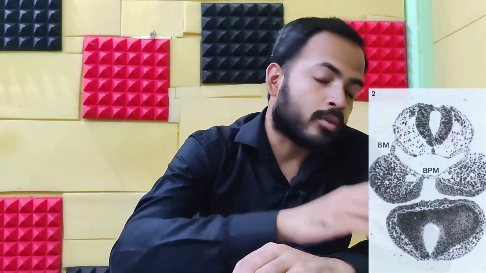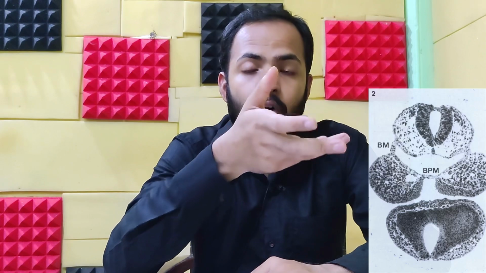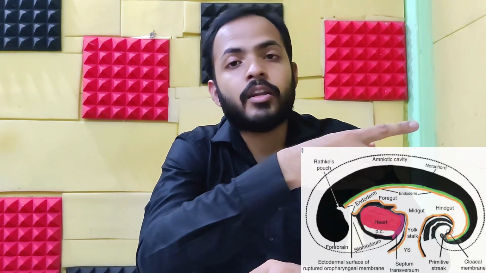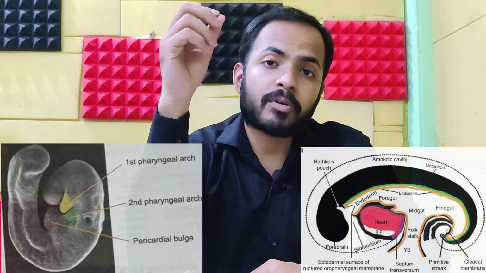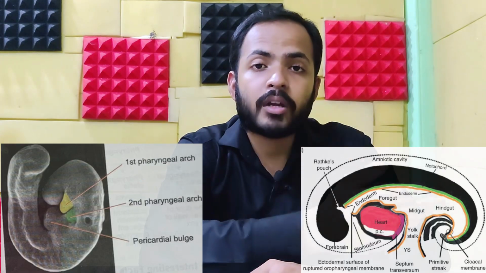Now, as you can see in this photo, this is our buccopharyngeal membrane. In this buccopharyngeal membrane, there are lots of forebrain vesicles which overgrow and form a depression area. Now, this depression area in the buccopharyngeal membrane is known as the stomodeum. The stomodeum presents cranial to the pericardial bulge.